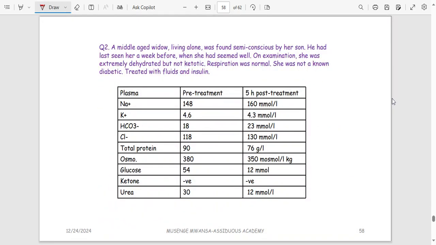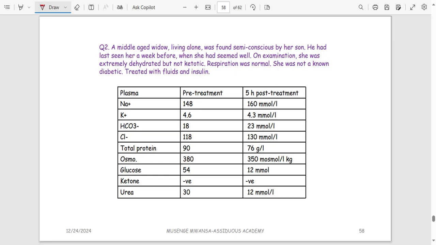Number 2: a middle-aged widow living alone was found semi-conscious by her son. He had last seen her a week before, when she had seemed well. On examination, she was extremely dehydrated but not ketotic. Respiration was normal. She was not a non-diabetic. She was treated with fluid and insulin.